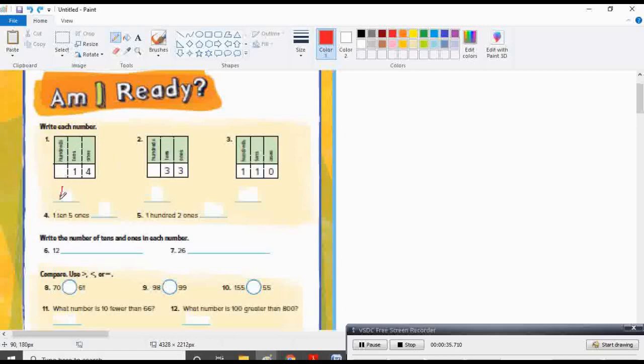1 ten is automatically 10. 4 ones is automatically 4, so therefore you have 14. 3 tens will be 30. 3 ones will be 3, and you have 33. 1 hundred is 100. 1 ten means that you have 10, and 0 ones, so therefore you have 110. And these are what we call standard form.